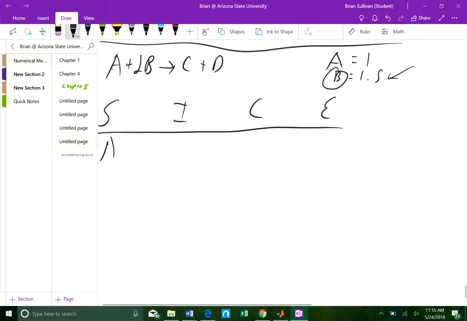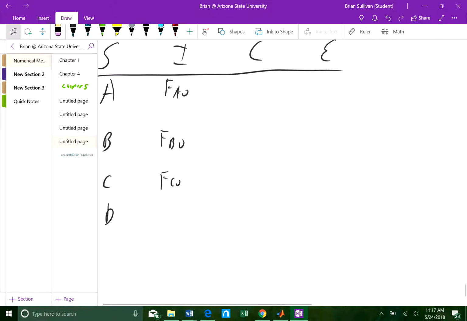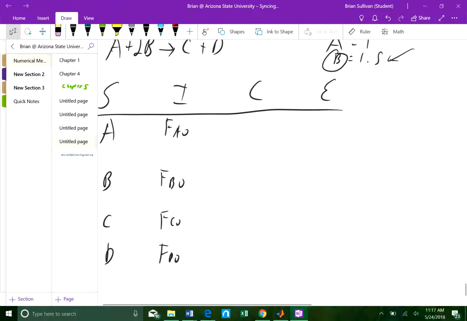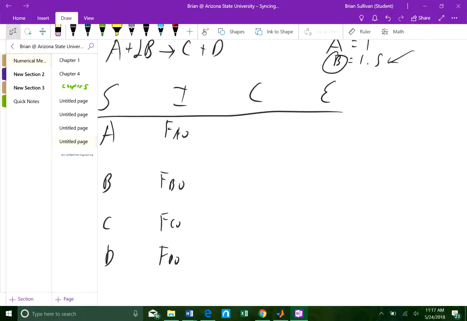So let's put our substances, A, B, C, D. So what are our initial conditions, right? I'll do it in terms of molar flow rate first. Here you have F_A0, F_B0, F_C0, which is usually 0 because usually you don't have products to begin with, but I put F_C0 just in case. F_D0. Now your change. Now we're going to do conversion in terms of B because that's our limiting reactant, right? Okay, so B is our limiting reactant.